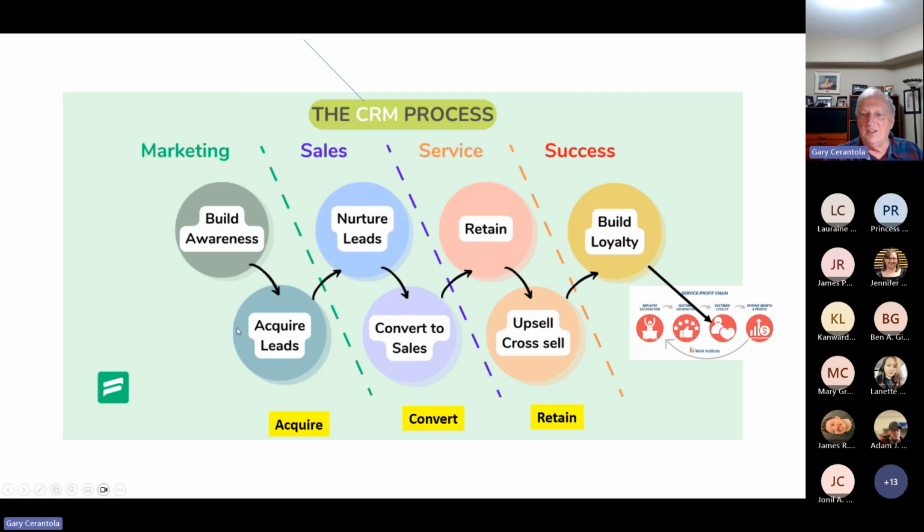And then here's the CRM process again to show you where these key areas are. You're building awareness, acquiring leads, nurturing leads, converting to sales, then you retain those customers, and you upsell and cross-sell, and then you're building loyalty. And I keep on saying customer satisfaction, you need to do that to stay in business. Customer loyalty, you can take that to the bank, because that gives you maximum customer lifetime value.